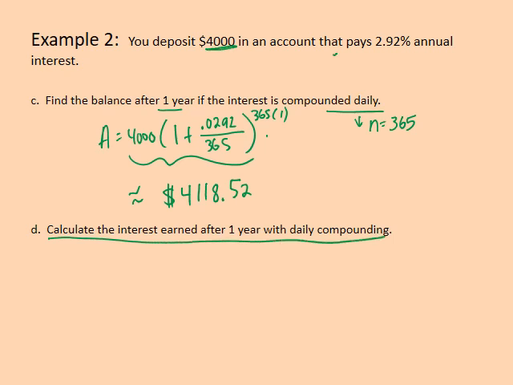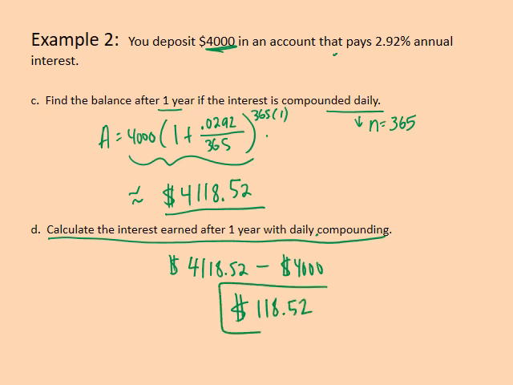Now the last question asks us to calculate the interest earned after 1 year with daily compounding. Well, we started with $4,000, and after 1 year with daily compounding, we end up with $4,118.52. So our interest is just the difference. All we have to do is take $4,118.52 and subtract our initial amount, which was $4,000. And our total interest over that 1 year is $118.52.